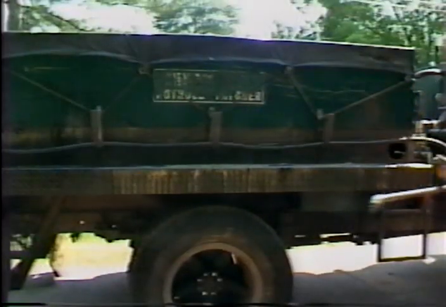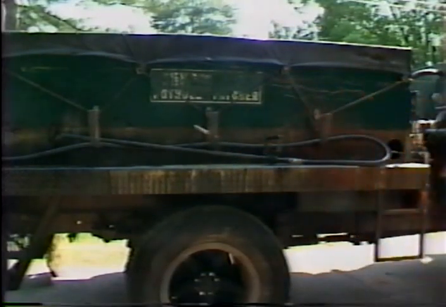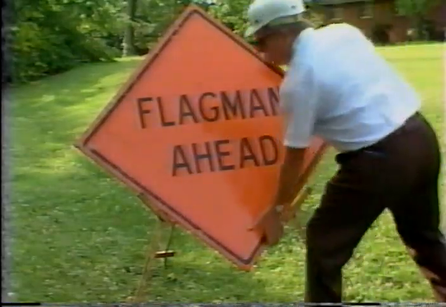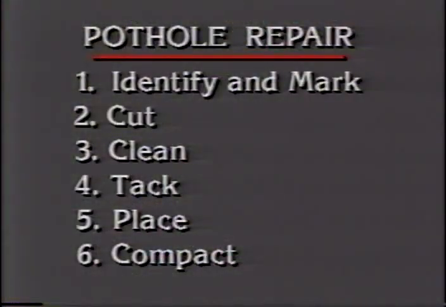Following the compaction operation, remove any loose materials and all equipment from the work site. Then remove traffic control devices. Now let's review the 6 steps of the pothole repair procedure.